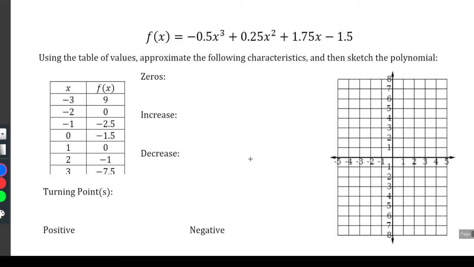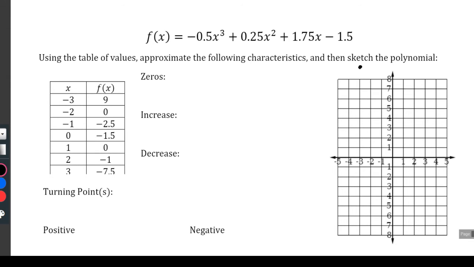So we have a couple of examples to work through. First, we're going to want to graph it. Using the table of values, approximate the following characteristics, and then sketch the polynomial. I'm actually going to change to black. So at -3, we go up to 9.